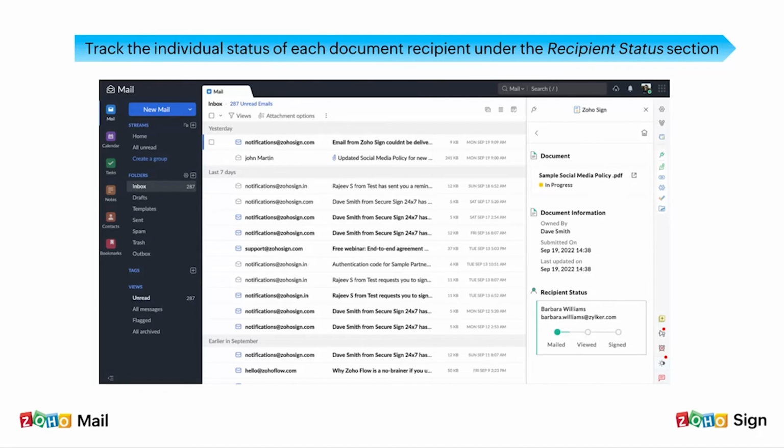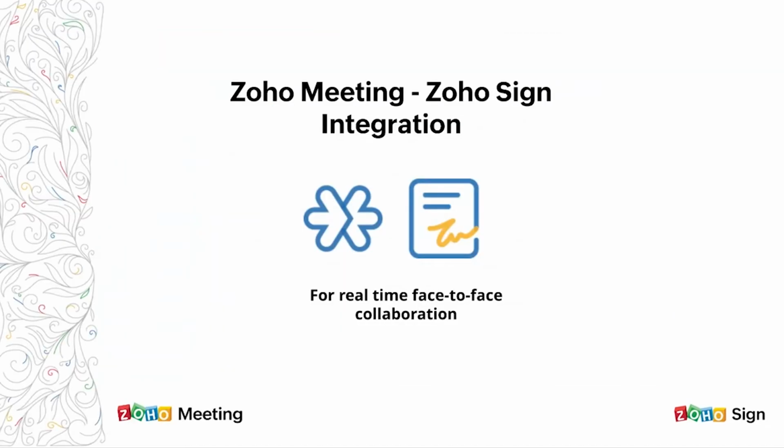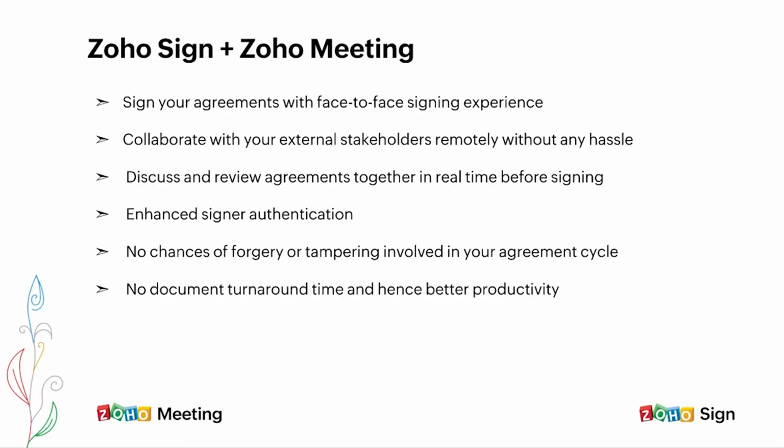So, probably the next biggest challenge during this agreement cycle will be to negotiate with your external stakeholders, and with our Zoho Sign and Zoho Meeting integration, you can just complete your personal as well as work related tasks virtually from anywhere around the globe. So you can just get on a video meeting with your stakeholders and sign agreements virtually.